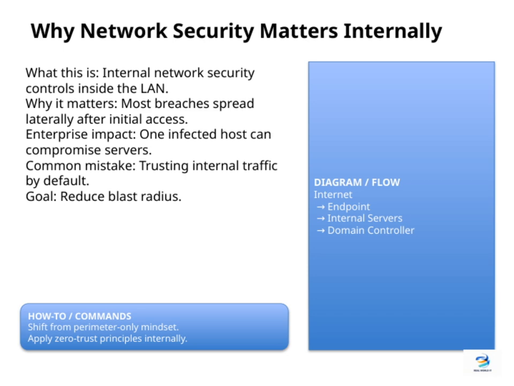Our goal with this approach is to reduce the blast radius, meaning, if a breach occurs, it's contained and doesn't spread uncontrollably. So, in summary, internal network security matters a lot because it helps us limit the damage and keep our systems safe, even if the perimeter is breached. It's about treating internal traffic with the same level of scrutiny as external traffic to stay one step ahead.